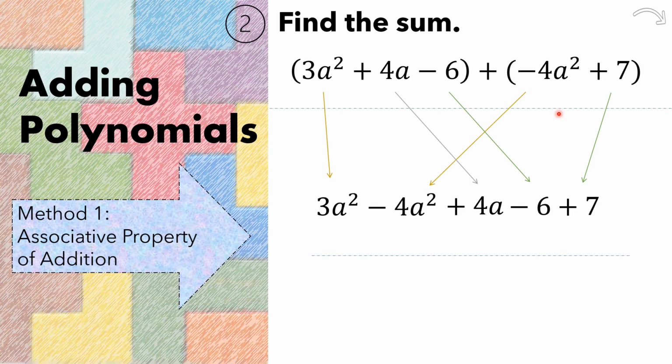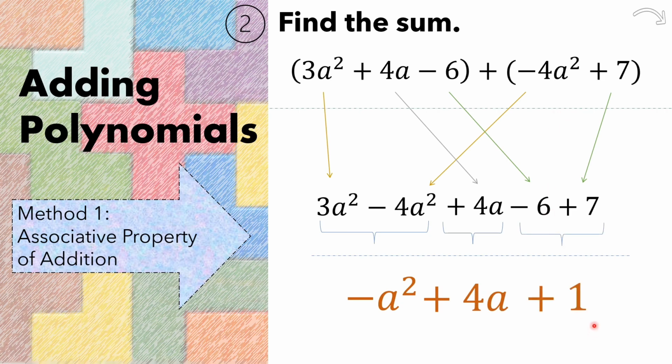Then simplify. 3a squared minus 4a squared is negative a squared, plus 4a, and then negative 6 plus 7 is plus 1. Therefore, the sum here is negative a squared plus 4a plus 1.